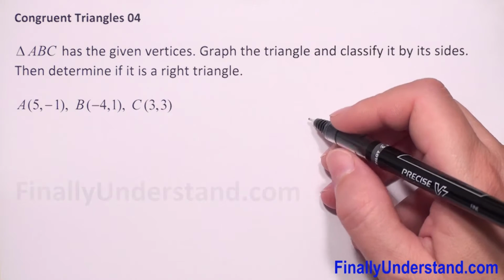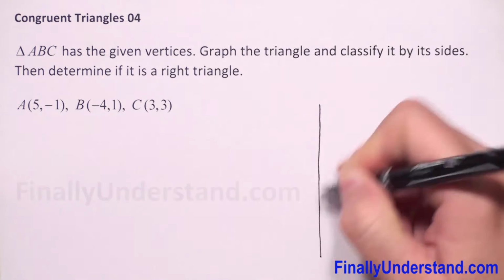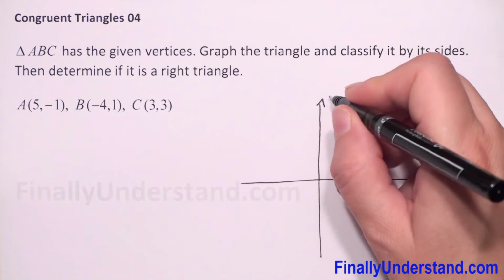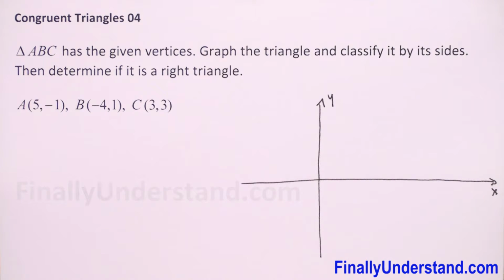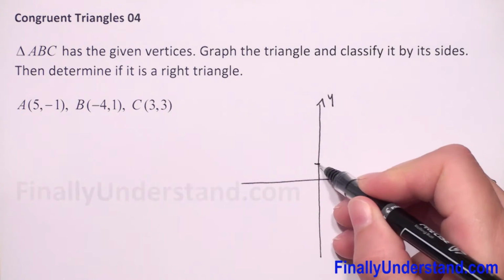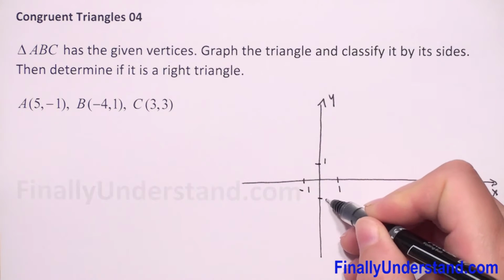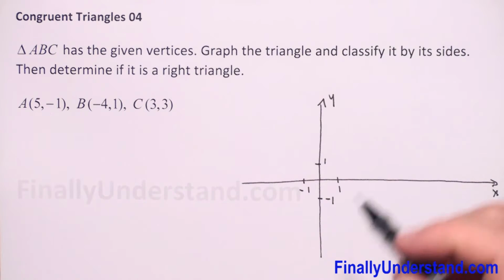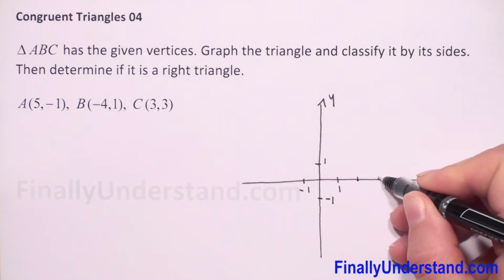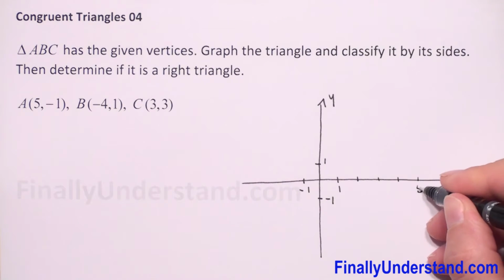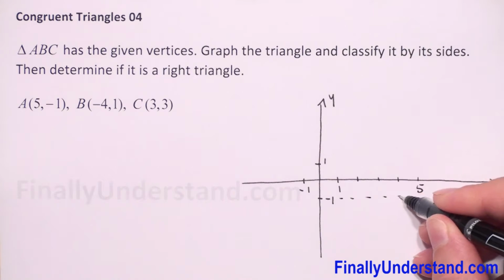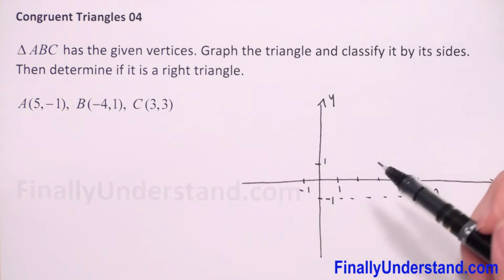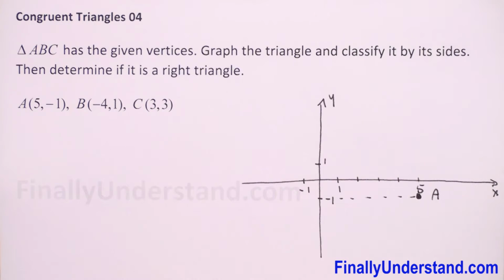So let's draw the XY plane, the X-axis and Y-axis. We have to choose the unit. And the first point A has coordinates (5, -1). So we have 1, 2, 3, 4, 5, and -1. So this is our point A. Point B has coordinates (-4, 1).